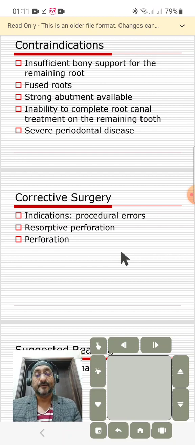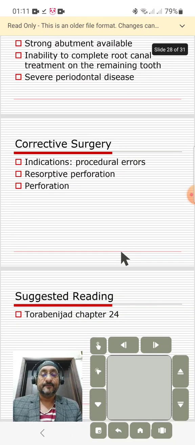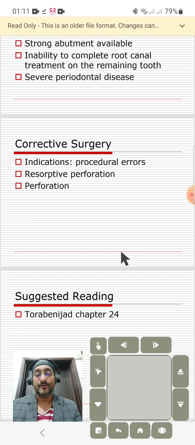Usually we use MTA for this purpose. So that was all about the different surgical approaches in endodontics, like apicectomies and hemisection and bicuspidizations.